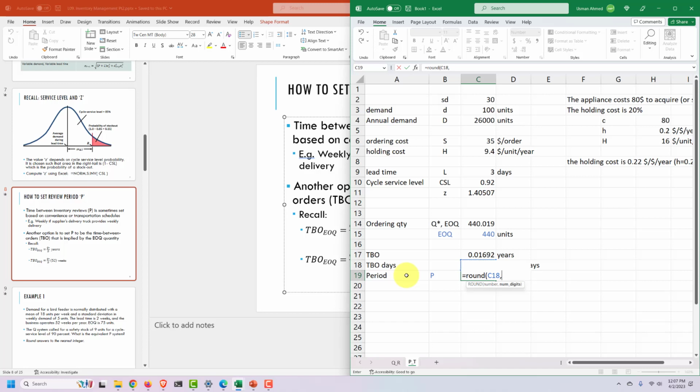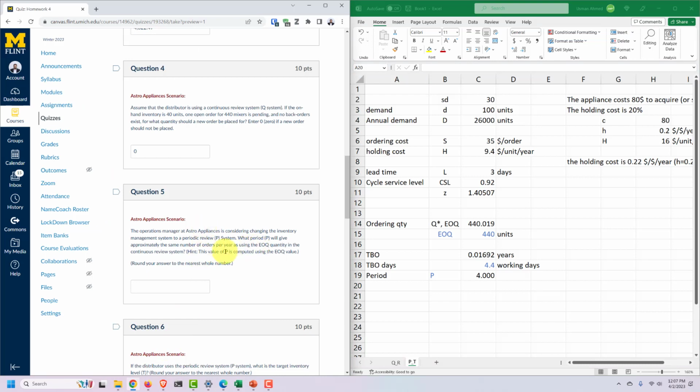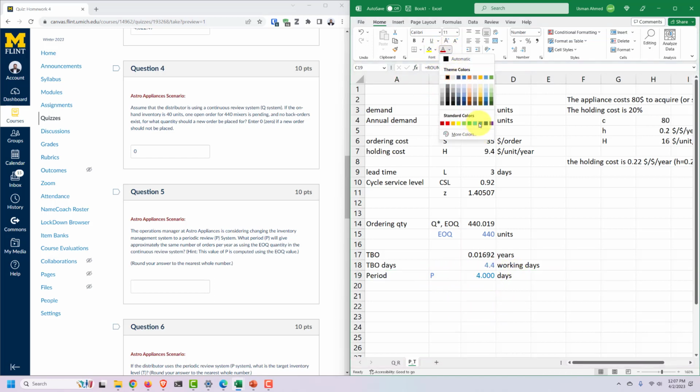However, I believe the question tells you to round it to the nearest integer, so you will just get 4 days. It says round your answer to the nearest whole number. So we do that, and that is our period between reviews. Every 4 days we're going to recheck our inventory position and place an order if required.